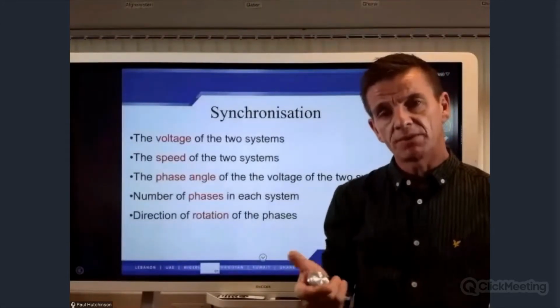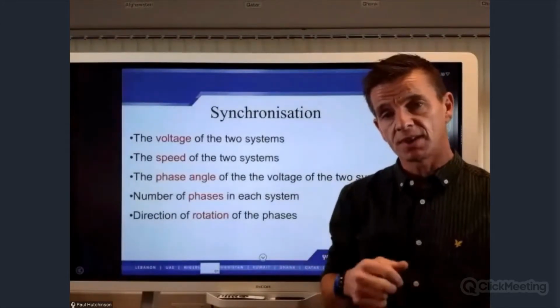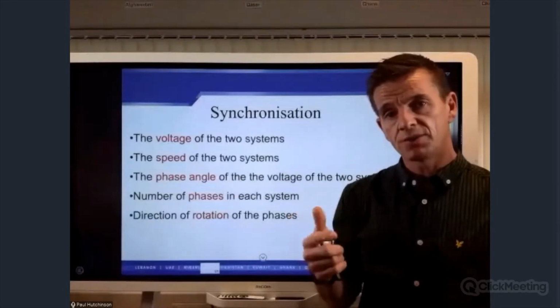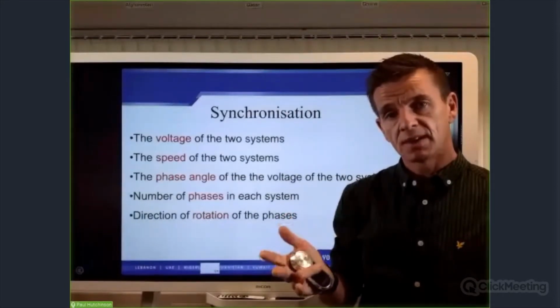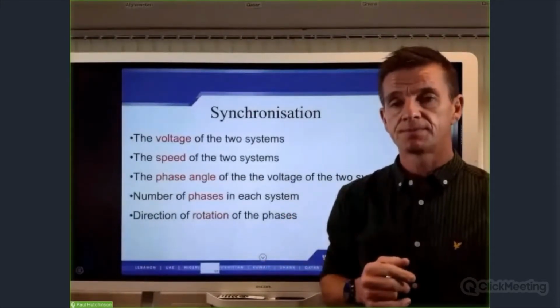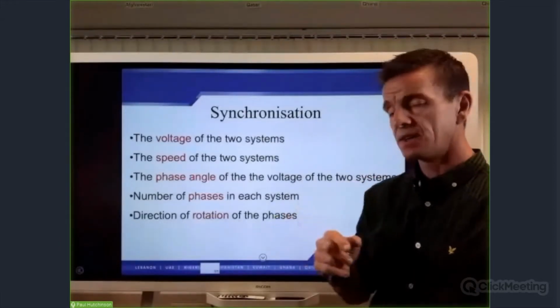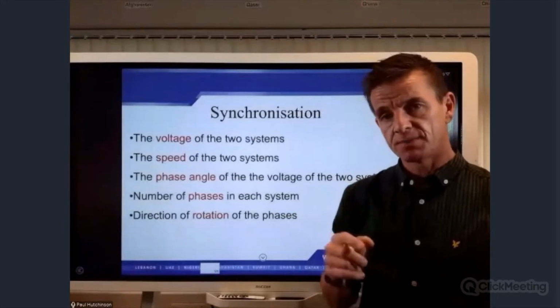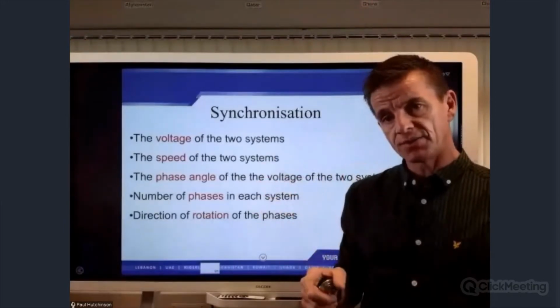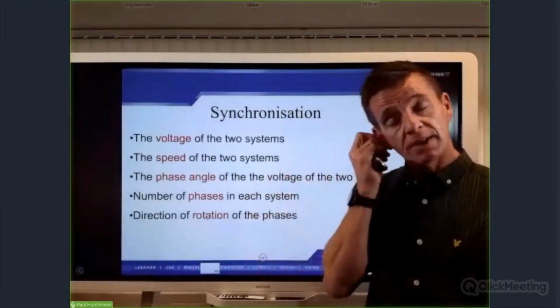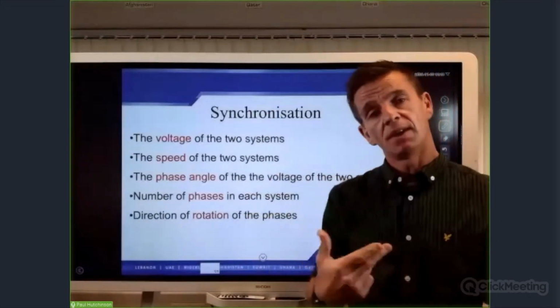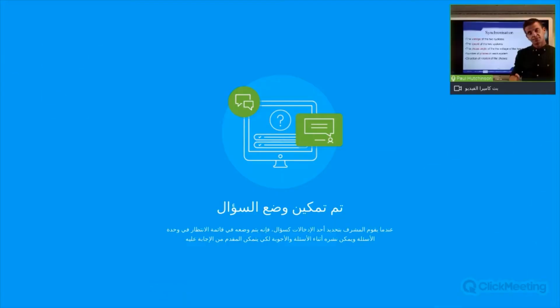Normally, that would be 3-phase, 4-wire. So you have your L1, your L2, your L3, and your neutral. Okay. And of course, then the direction of rotation. So L1, L2, L3, or red, yellow, blue. Okay. They must be the same. Again, otherwise, you'll have big problems when you're trying to synchronize.